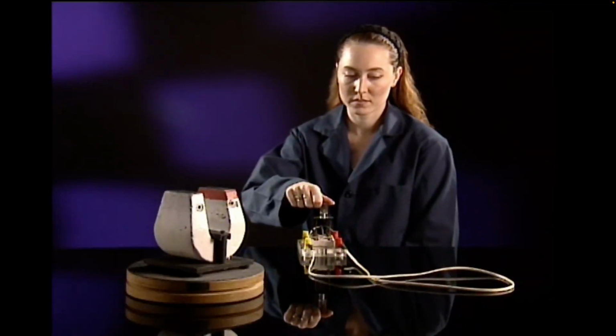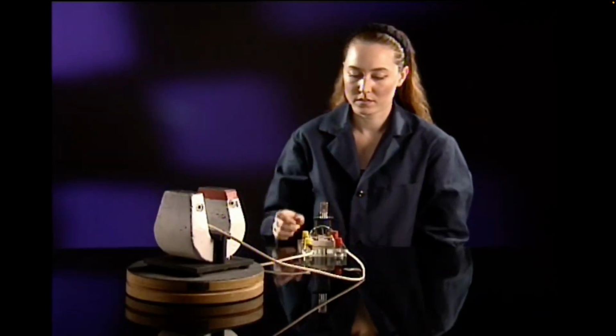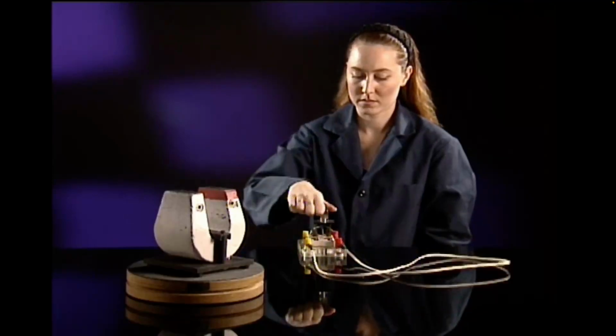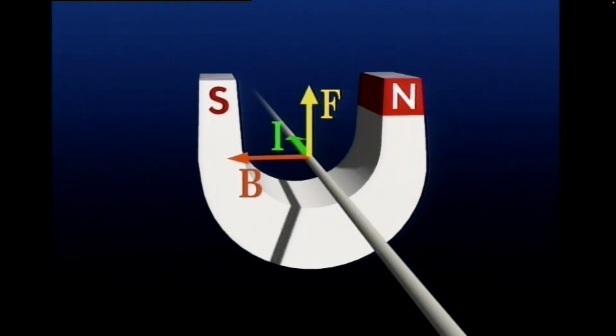It jumps pretty far, doesn't it? This is a pretty big force that's acting on it, right? Jumps straight out of that thing. This diagram shows the directions of the current, magnetic field, and the force on the wire as predicted by the right-hand rule.